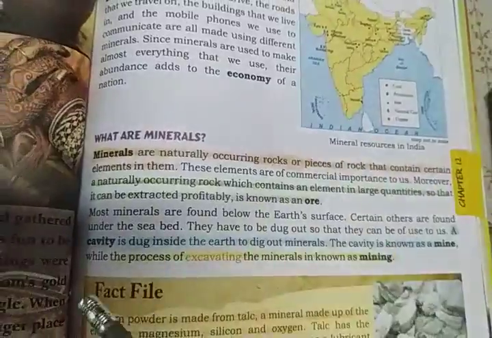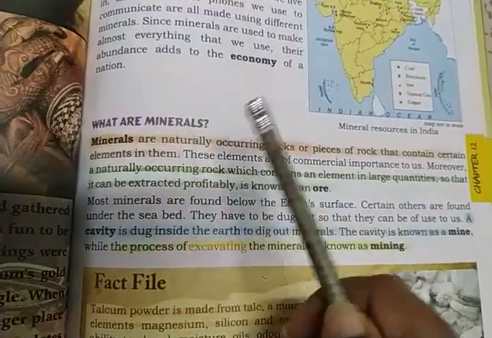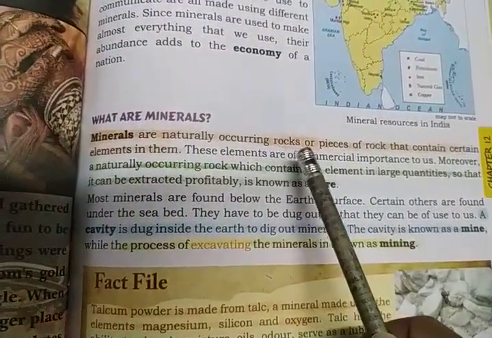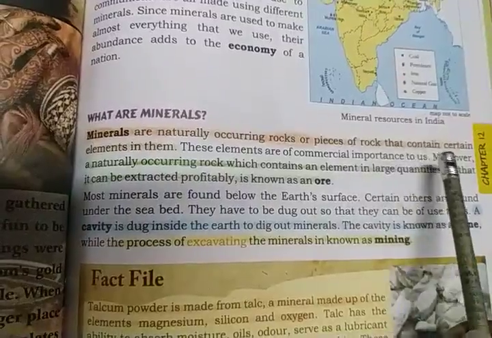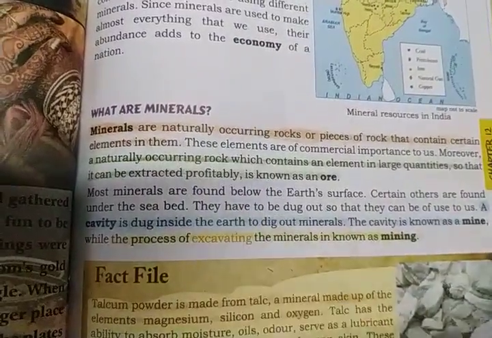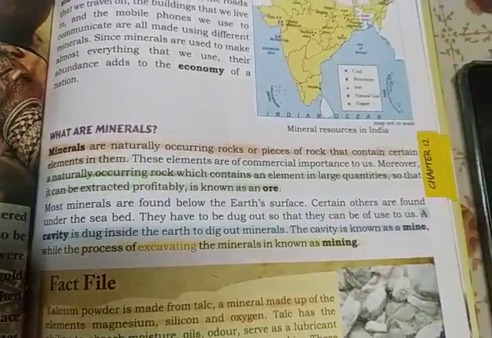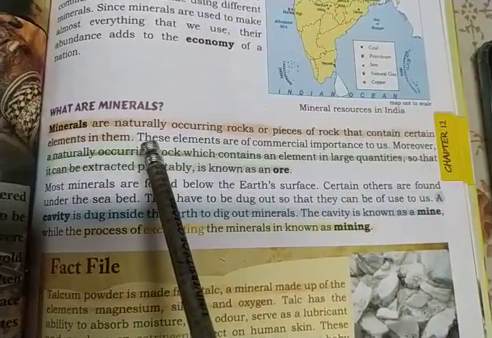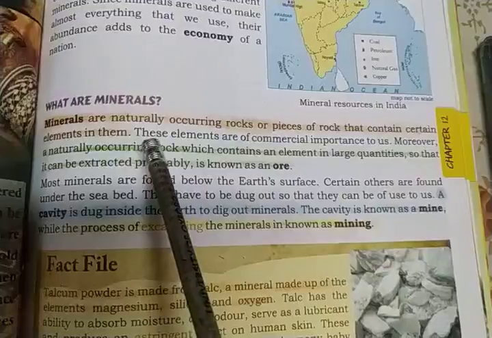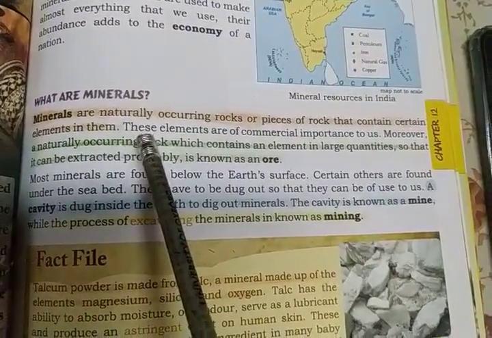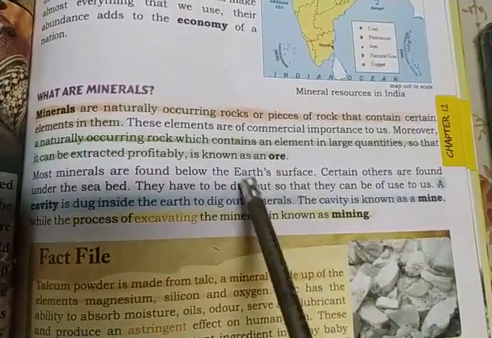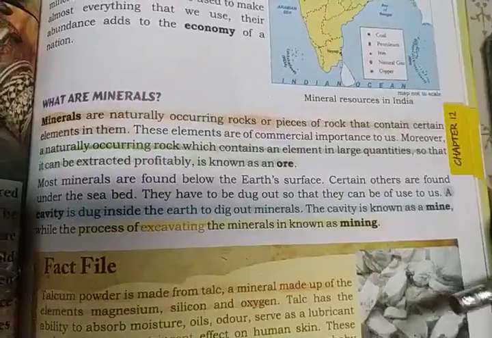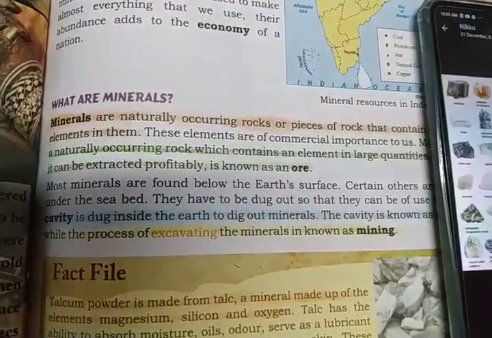So what are minerals? Minerals are naturally occurring rock or pieces of rock that contain certain elements in them. And these minerals are found underneath the earth's surface. Okay, and we can take out these minerals from a rock which is called an ore. An ore contains a specific amount of mineral.